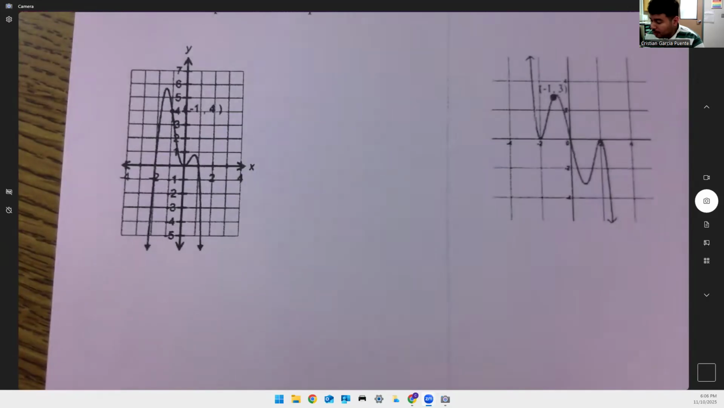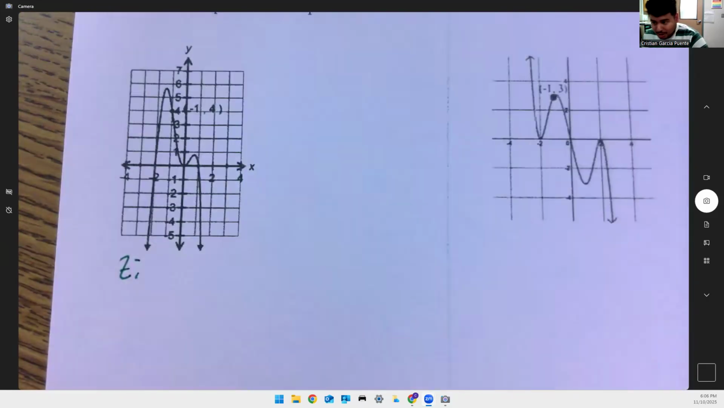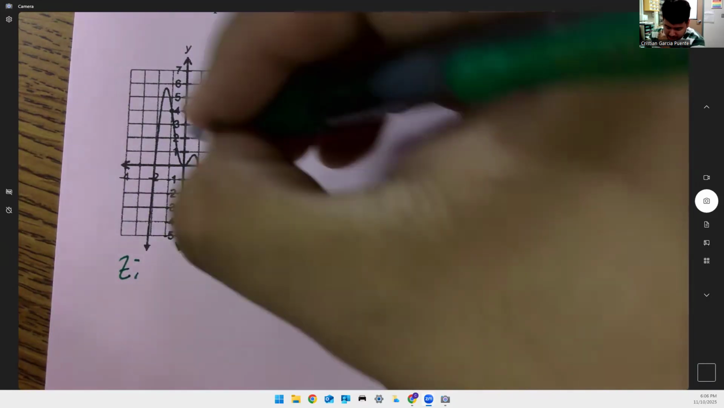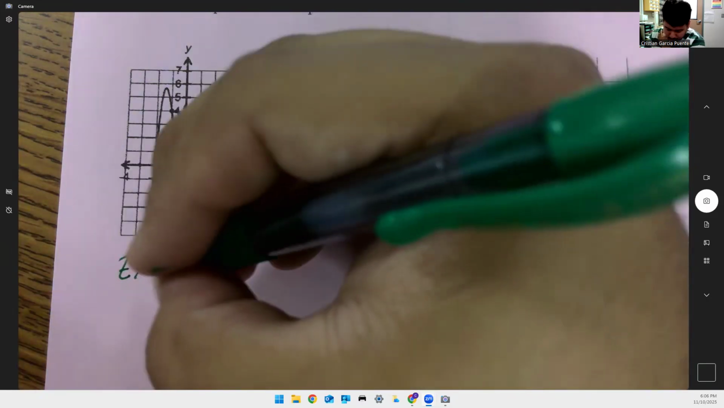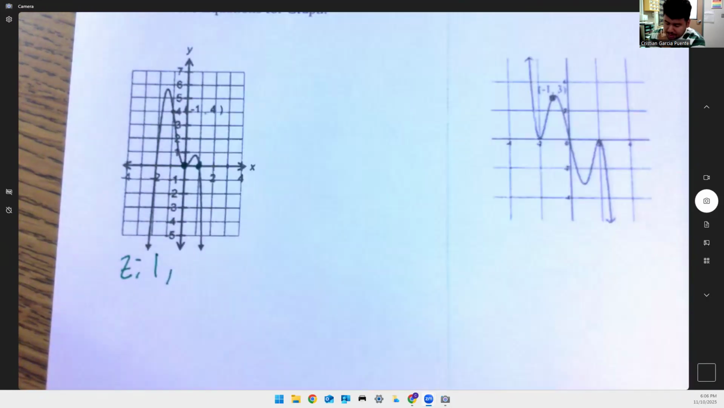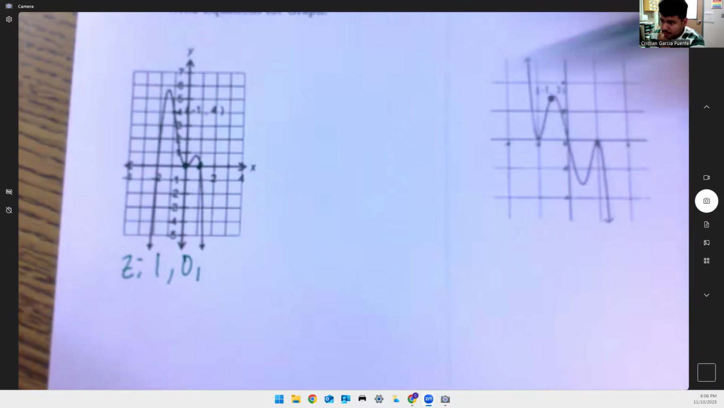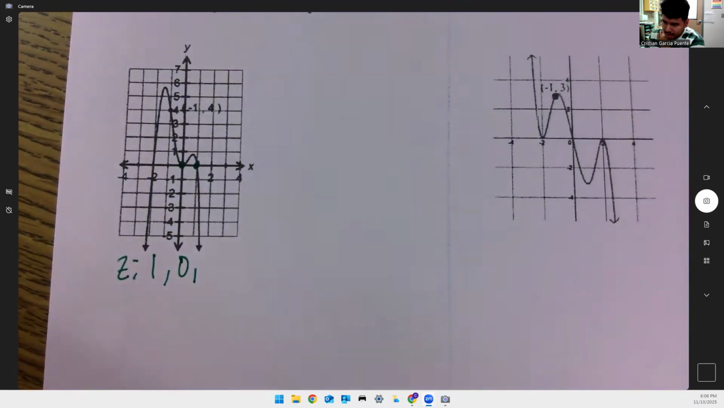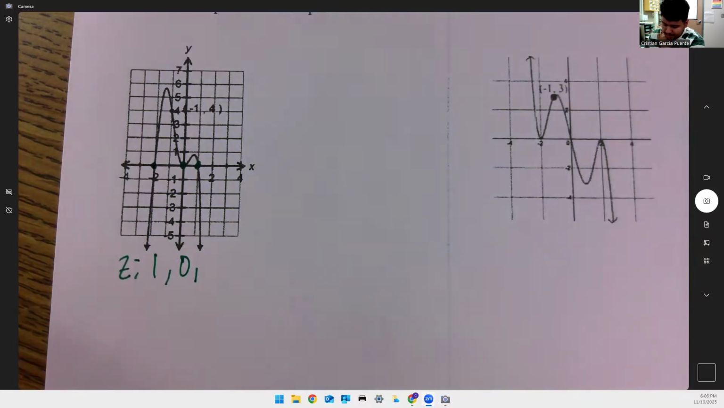Okay, so first thing you have to do is identify your zeros. I know it doesn't ask you for your zeros, but you have to find them. So I'm going to put Z for zeros. Z means zeros. So next thing is, what are your zeros? Right here, what is this point? It is +1. So you put 1. What about this point? It is 0. So you put down 0. Okay, lastly, what is this point? It is -2.